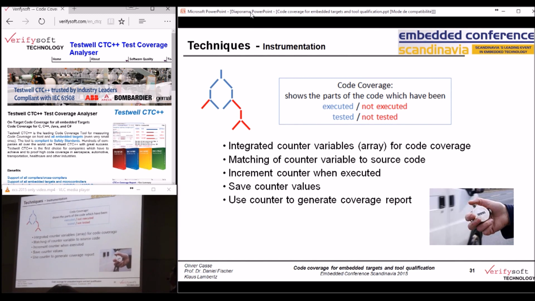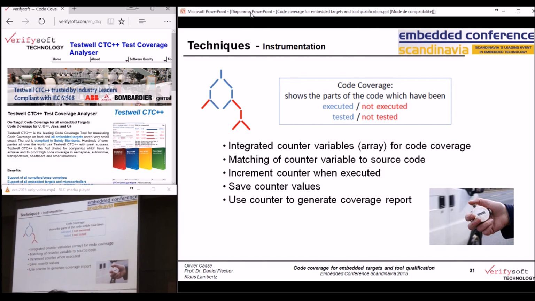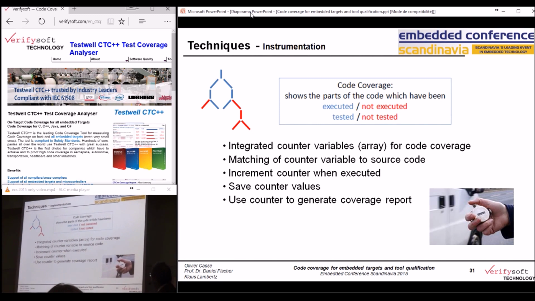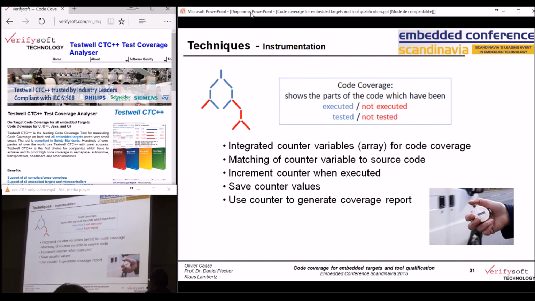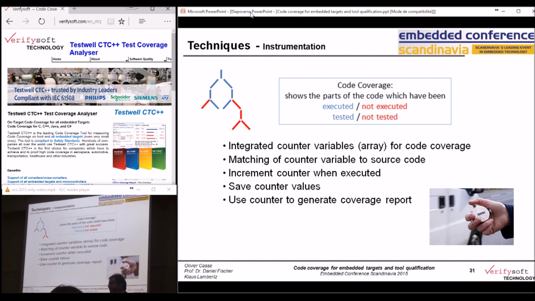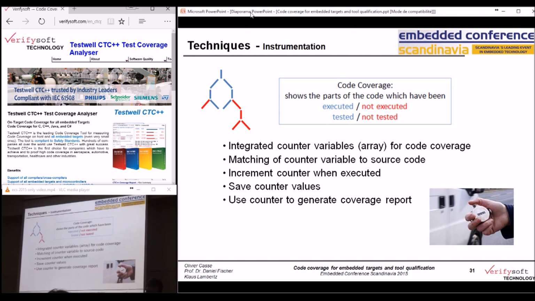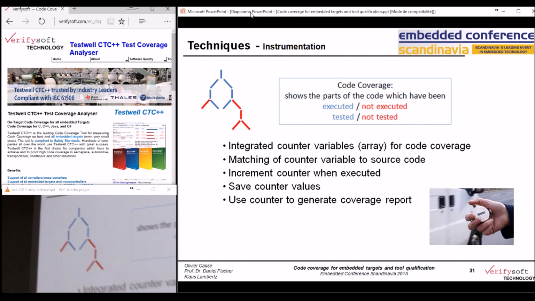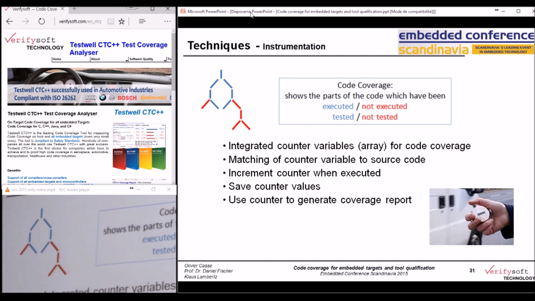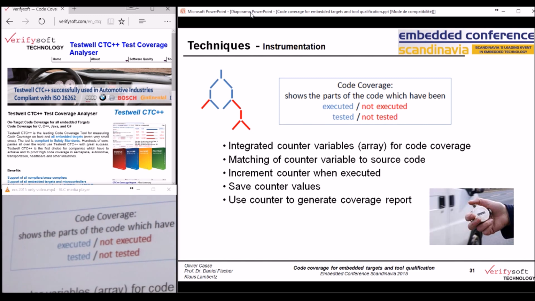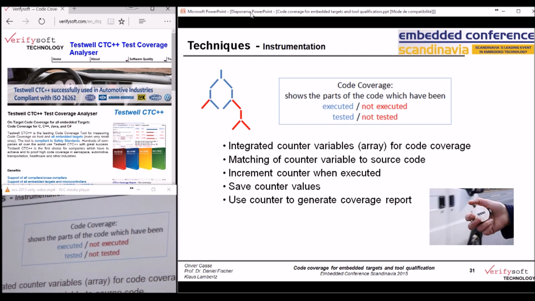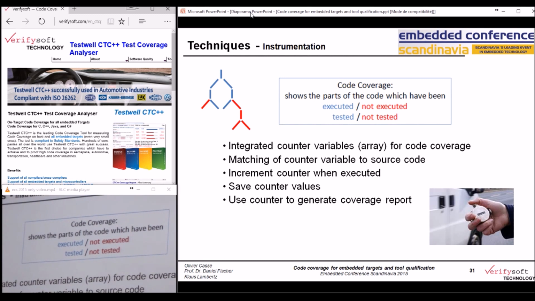So the technique we use for coverage is called instrumentation, and the principle is quite simple. You need to have a tool which shows which part of the code has been executed or not. Here we have in blue the part which has been executed, and in red the part which is not. And you will get what we call the test effectiveness ratio, which is the percentage of the test covering those possibilities.